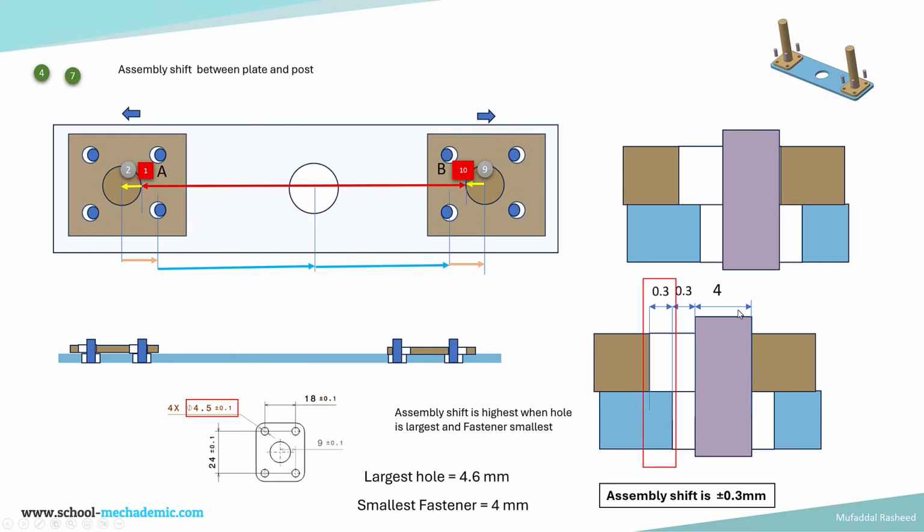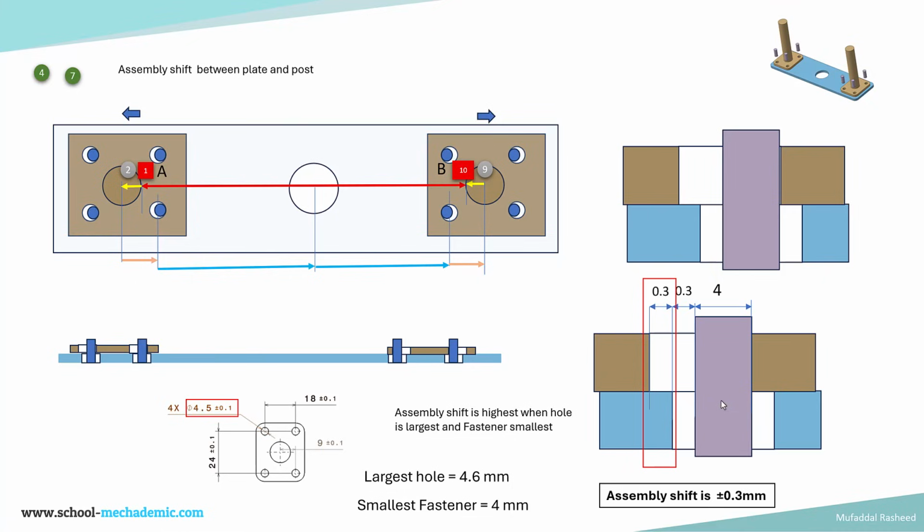The size of the fastener is 4 and the gap is 0.6, and out of that this 0.3 is the assembly shift. This 0.3 is the gap in the plate, which will remain the same because the assembly shift of the plate does not matter. The assembly shift of the post matters more. Hence we are only looking at this one, which is 0.3. So assembly shift will be plus or minus 0.3 mm. So it can move towards the left, it can move towards the right. We'll keep the specification plus or minus 0.3 mm.